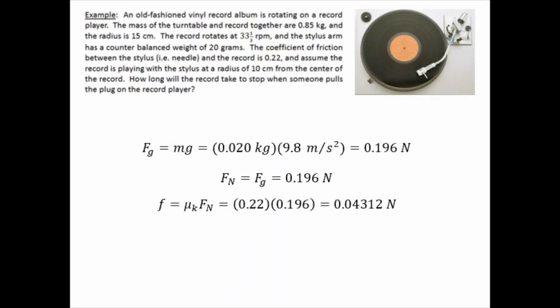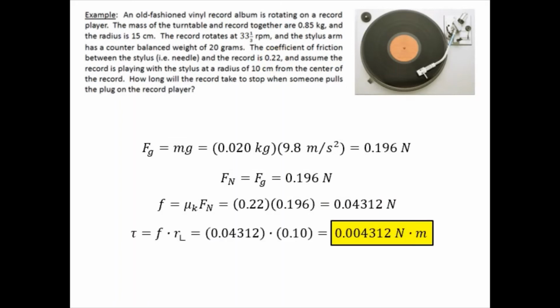0.04312 newtons. We can then use that information, of course, for the friction to calculate the net torque, because assuming that the spindle itself is very low friction and would spin easily, the only thing slowing this record player down after the plug is pulled really is the stylus rubbing on the record, or at least that's the simplicity of the question, meant to assume that.